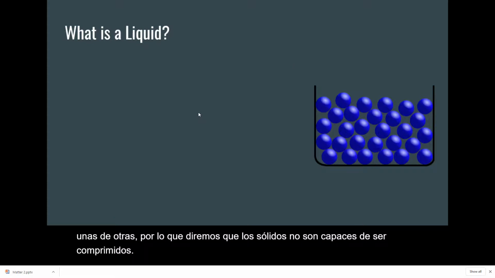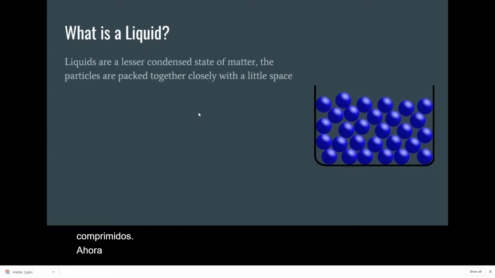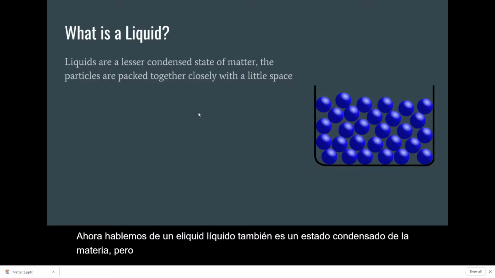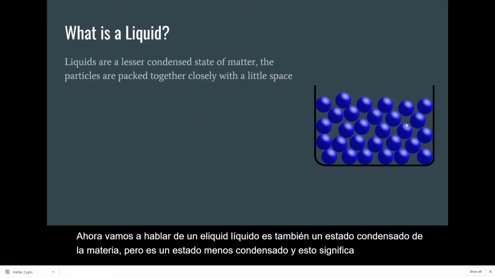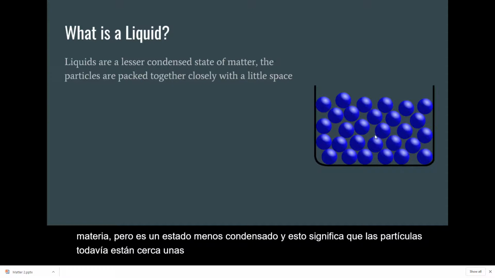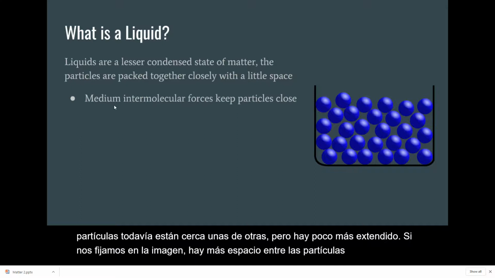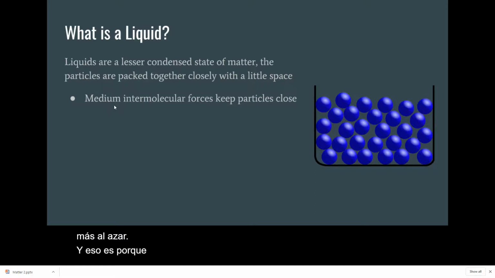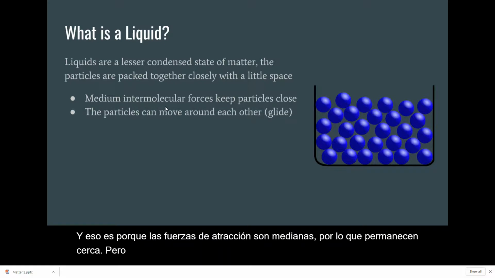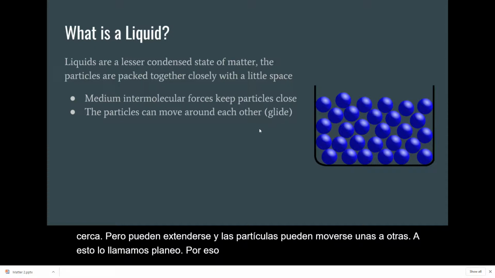Now, let's talk about a liquid. A liquid is also a condensed state of matter, but it's a lesser condensed state. And this means that the particles are still close to each other, but they're a little more spread out. If you look at the picture, there's more space between the particles and they look a little more random. And that's because the forces of attraction are medium. So they stay close, but they can spread out. And the particles can actually move around each other. We call this gliding. This is why liquids splish and splash.